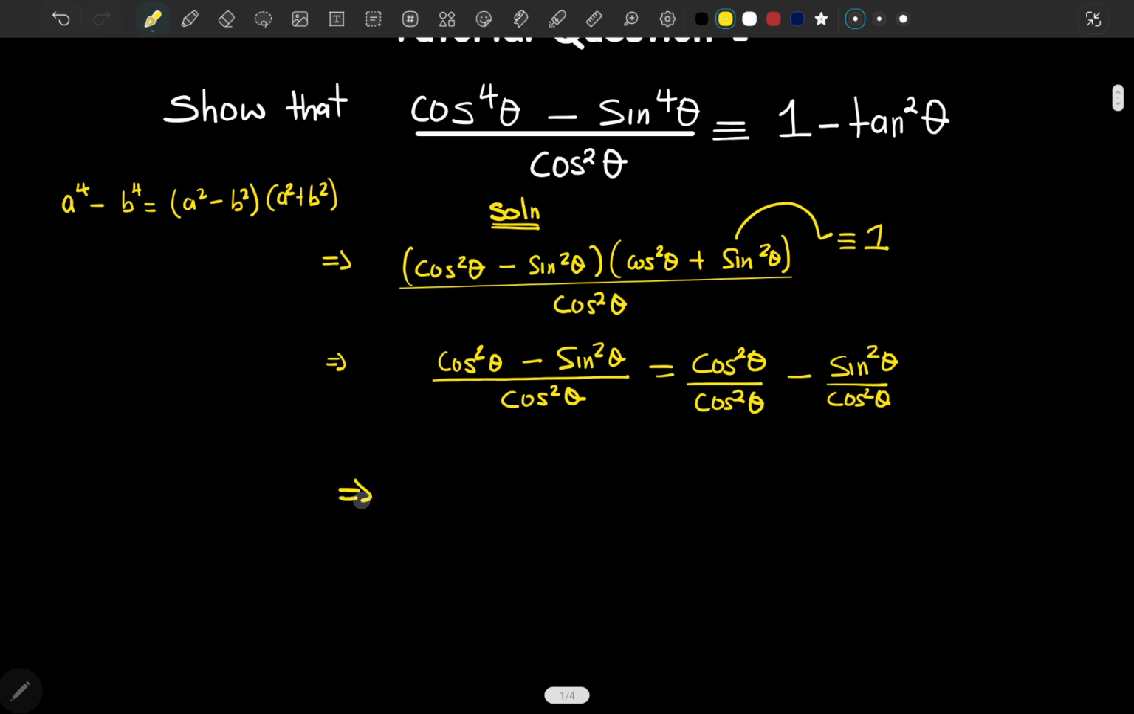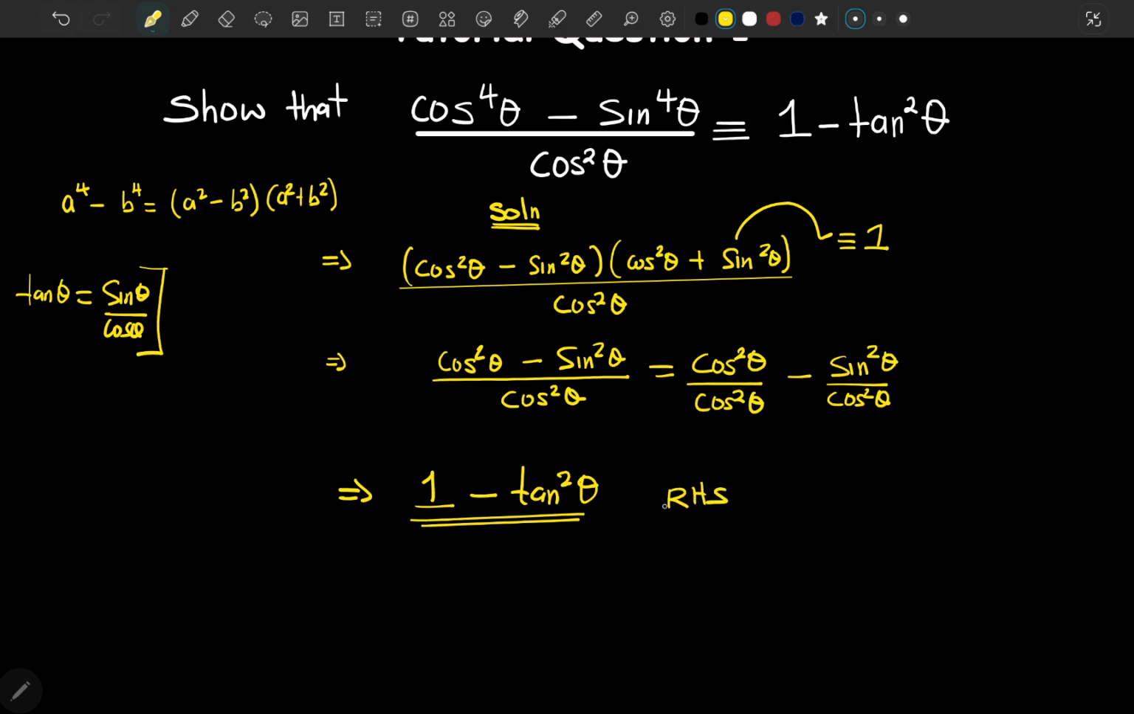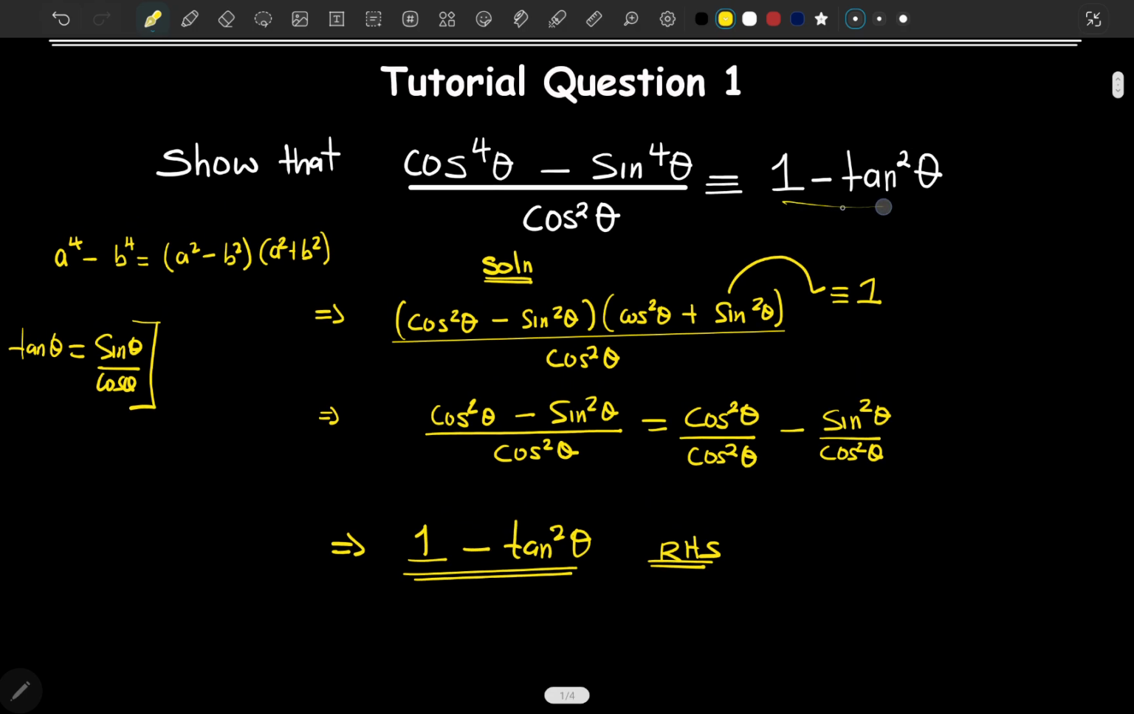And this will give us 1 minus, recall all of these are squares, and recall that tan theta is just equal to sine theta over cos theta. You know this identity, right? So if all these are being squared, meaning even tan shall be squared, we get tan squared theta. And this equals the right hand side, which has been given here. Hence shown, right? Hence shown. That's all.